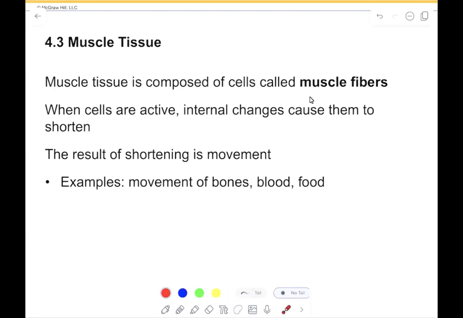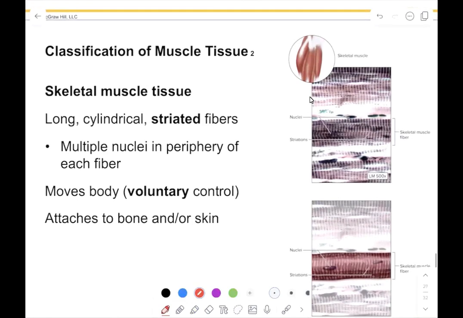There's only three types of muscle tissue. They're composed of muscle fibers, as you could probably guess. And the result of the shortening is movement. So they move all kinds of things. They move bones, that would be skeletal muscle. They move blood and food, and that would be smooth muscle. And then the last type of muscle tissue is cardiac muscle, which of course is only found in the heart.